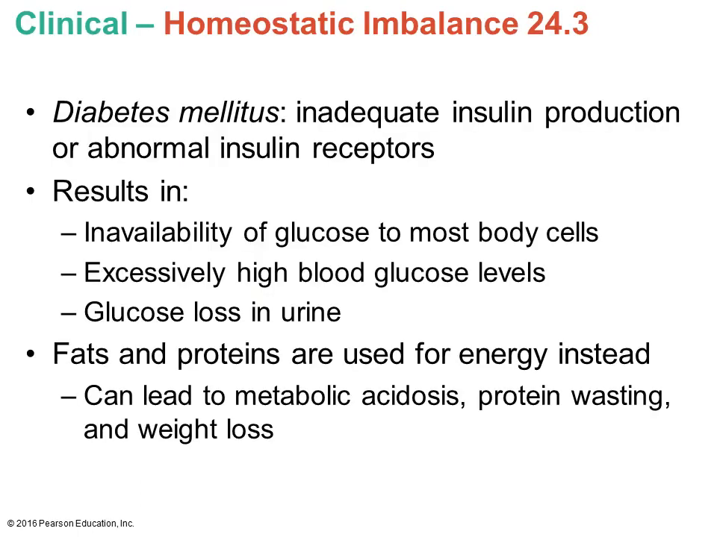If there is inadequate insulin production or abnormal insulin receptors, basically what's going to happen is that you're not able to get the glucose into the cells where it's needed, and that excess glucose is going to be lost in the urine. It should not be there. And the glucose blood levels are going to be extremely high because the cells cannot get what they need. Instead of using the glucose, then the cell's going to be using fats and proteins, and this can lead to what we call protein wasting. It can lead to metabolic acidosis and weight loss.